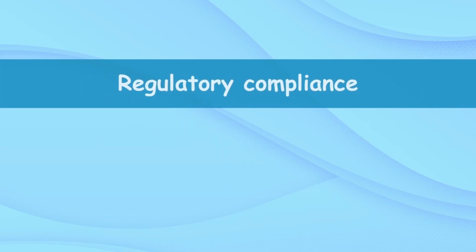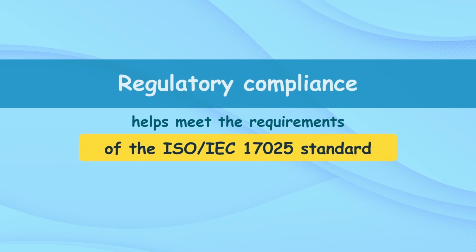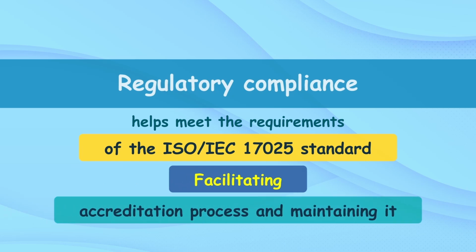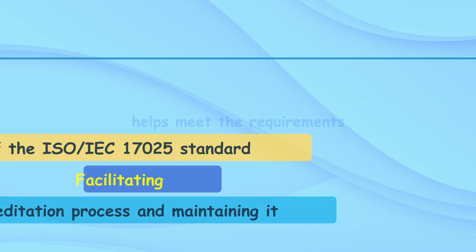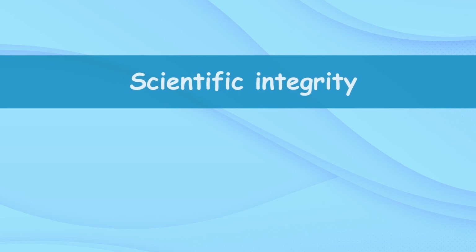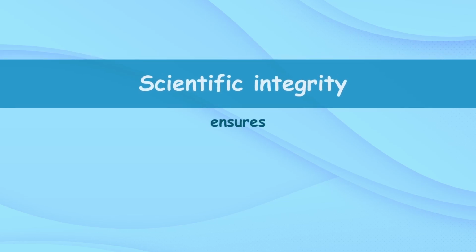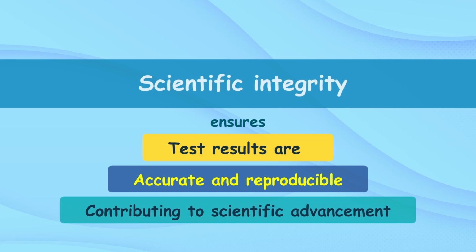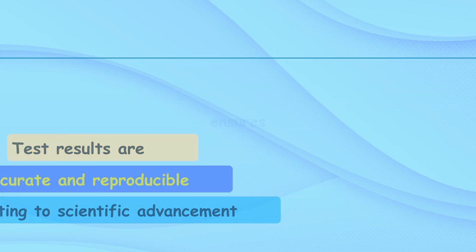Regulatory compliance. Impartiality helps meet the requirements of the ISO/IEC 17025 standard, facilitating the accreditation process and maintaining it. Scientific integrity. Impartiality ensures that test results are accurate and reproducible, contributing to scientific advancement.